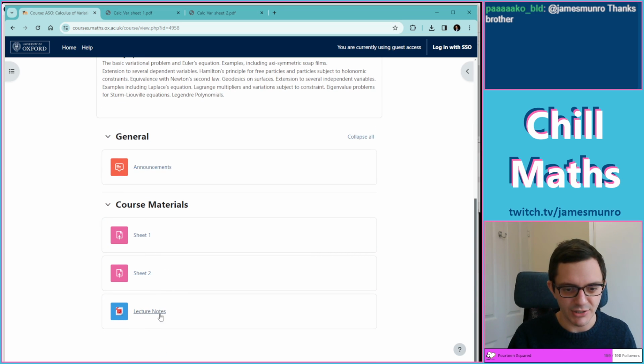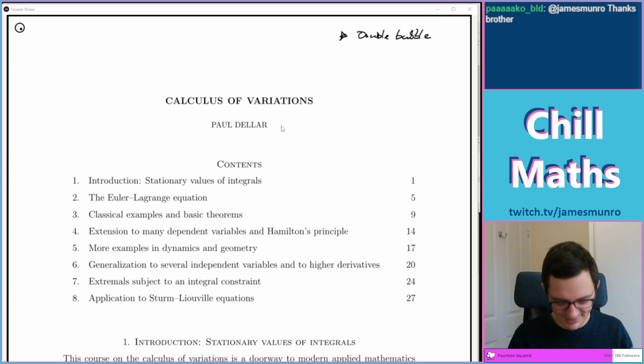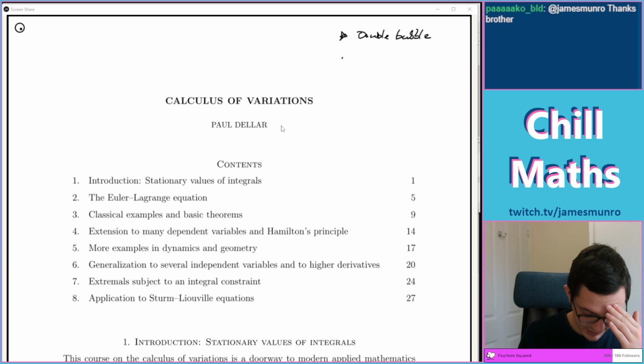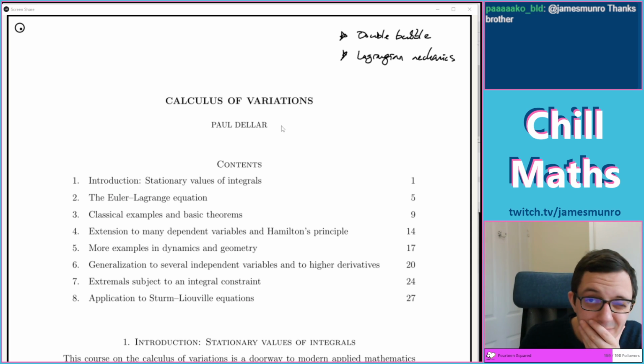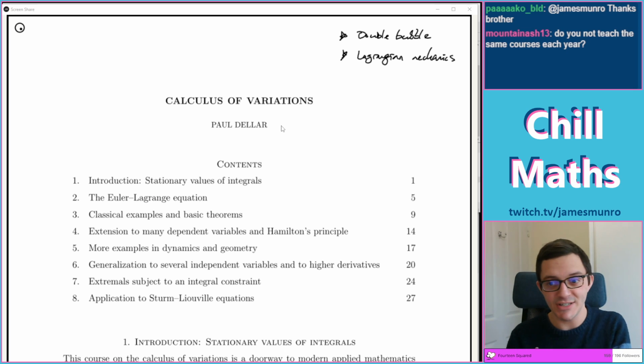Okay, right, time for some lecture notes. Bam, right, okay. And I've got double bubble, and I want to learn about Lagrangian mechanics, because I think it's a bit of a blind spot for me. I know that this is relevant to modern physics. I say that sometimes, and yeah.